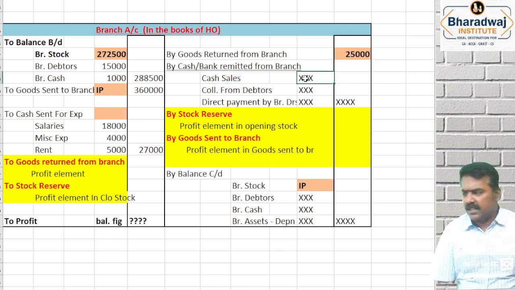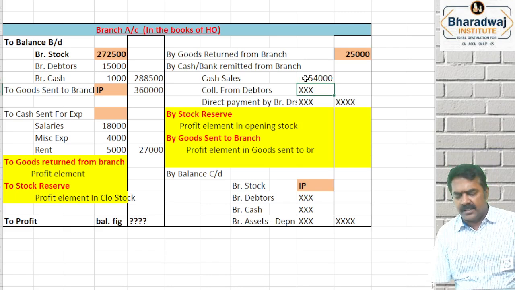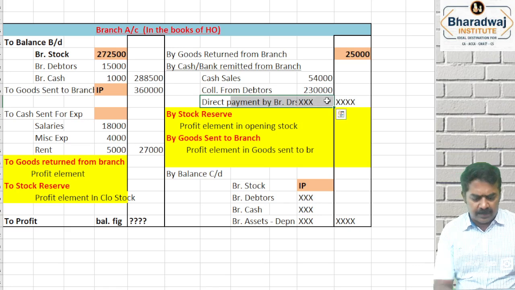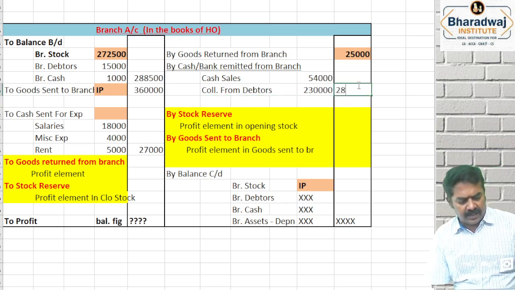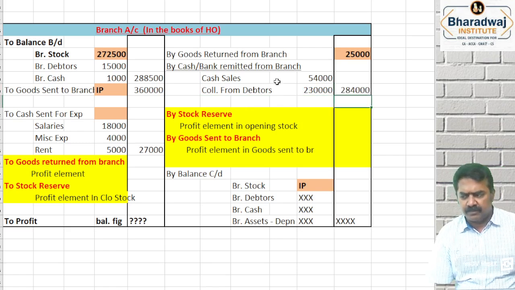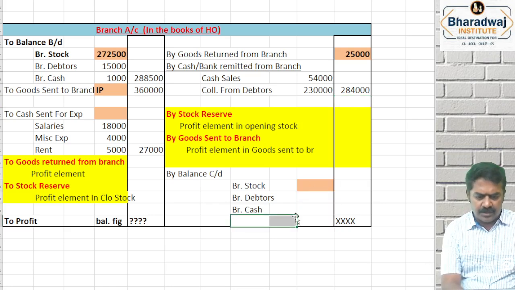What will the branch remit to us? Cash sales plus collection from debtors. What is the cash sales given? 54,000. Collection from debtors, how much is given? 2,30,000. No direct payment by customers into account. So it will become 2,84,000.